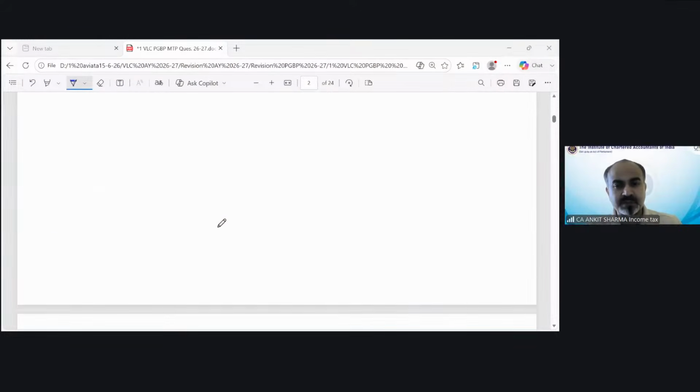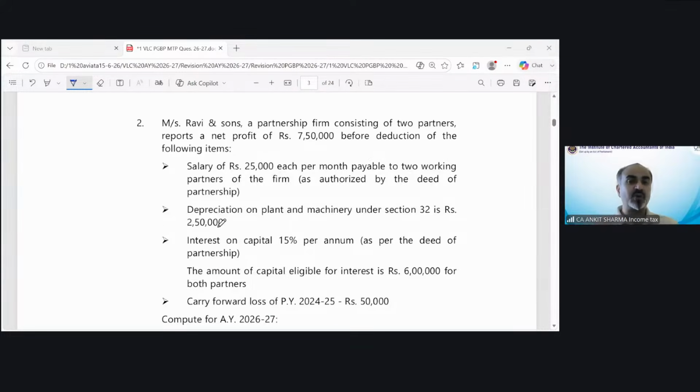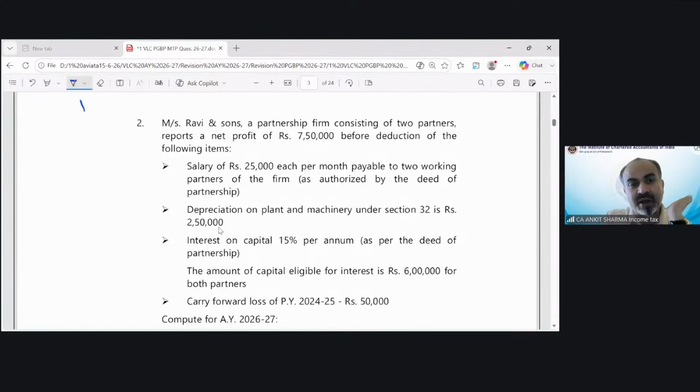Next is question number 2, and this is for a partnership firm. A very, very interesting and very, very important question. In case of a partnership question, always remember, you need to calculate the book profit first. And how to calculate this book profit? The provision says for the purpose of calculation of book profit, you have to add back any interest which has been claimed more than 12%.